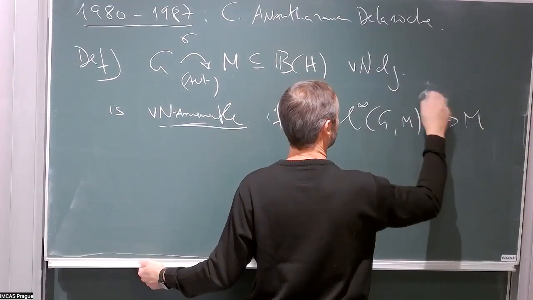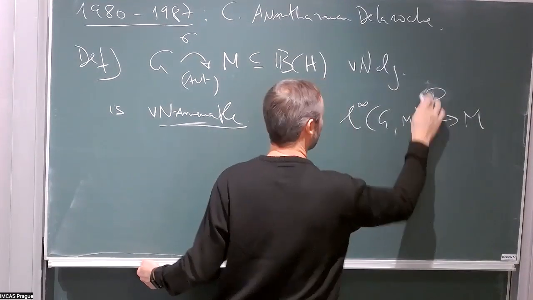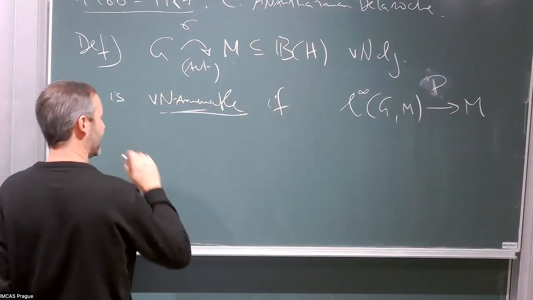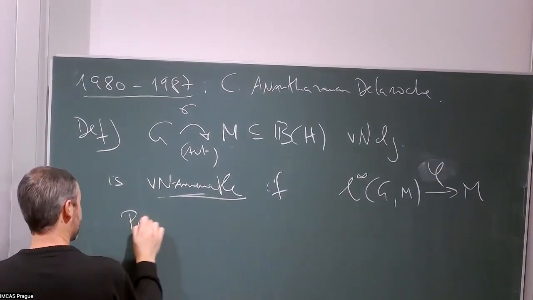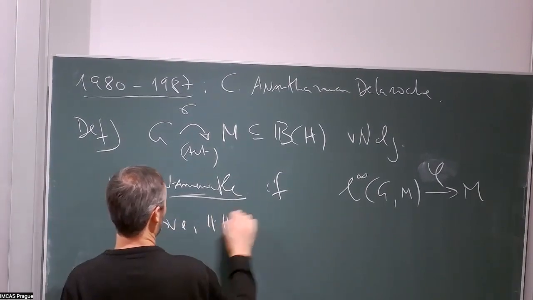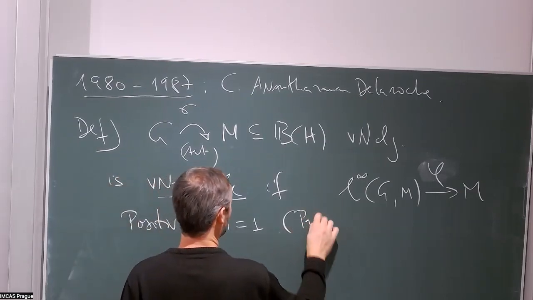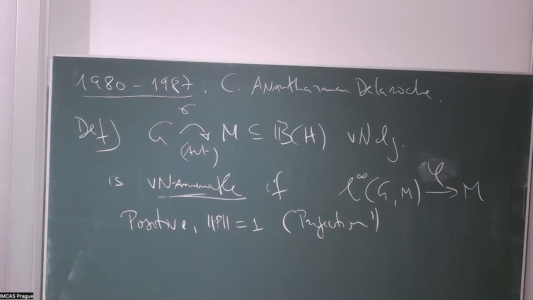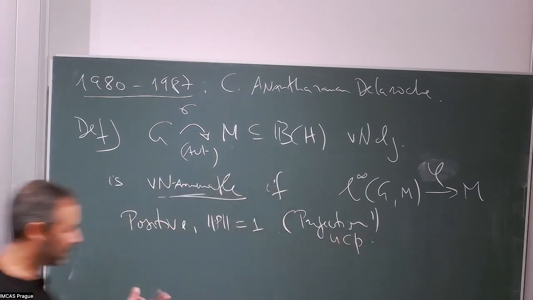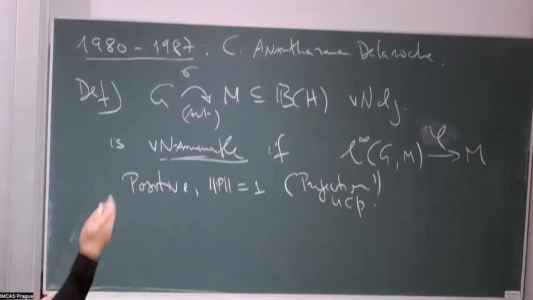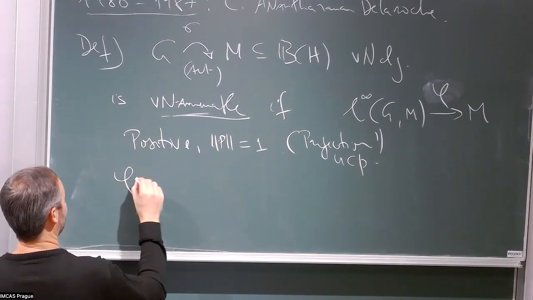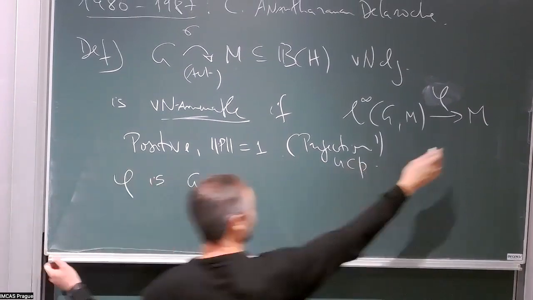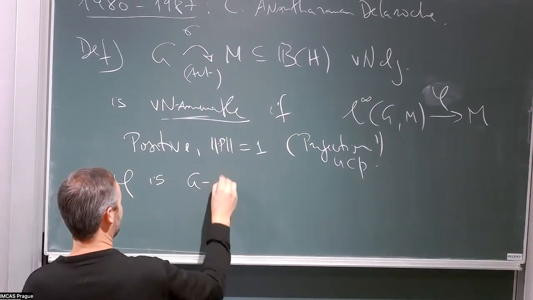But maybe, yeah, there will be another P later, so I'll just call it phi. So phi is still positive, norm 1. It's one of these maps again, a ucp map: unital and completely positive, so it's positive and also positive on matrices, such that phi is G-equivariant. Now we should not say invariant because it carries a non-trivial action. We say equivariant.